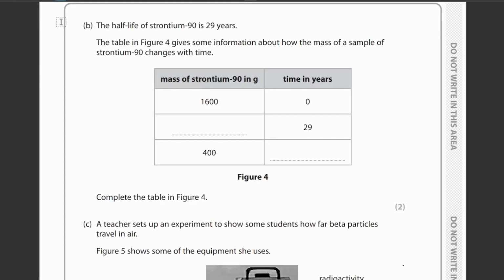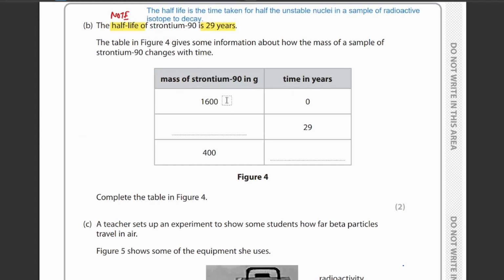Part B: the half-life of strontium is 29 years. So they have given you 29 years as the half-life. You need to know the definition of half-life, so let's make a note of this. The half-life is the time taken for half the unstable nuclei in a sample of radioactive isotope to decay. So that's your definition for half-life.